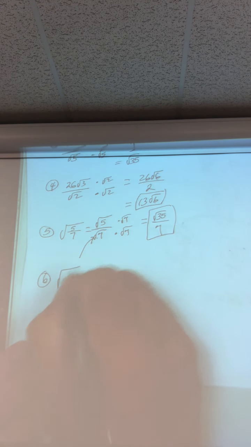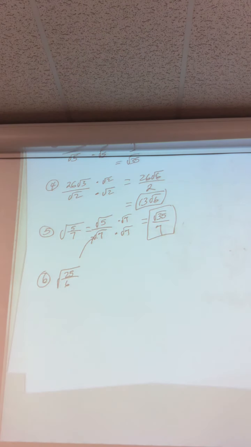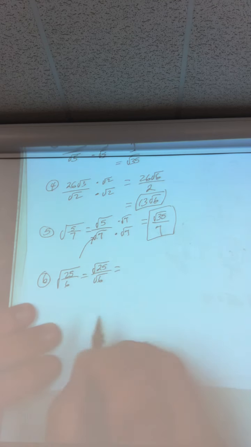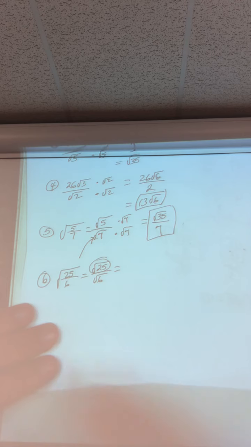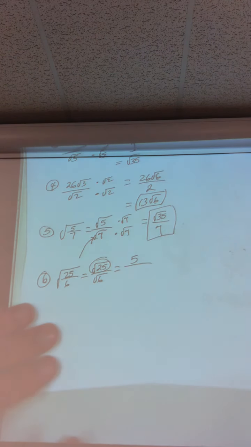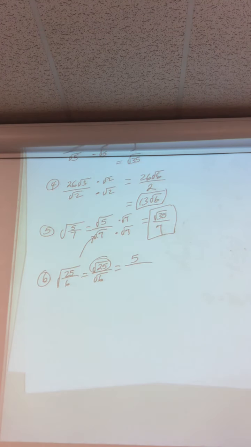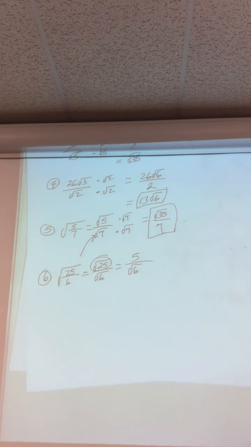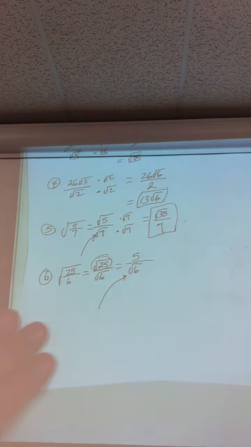Last example here. Square root of 25 over 6. First thing I'm going to do is break this up into 2 parts. Now, since the top is perfect, what is the square root of 25? It's just 5. So I'm certainly going to go ahead and do that because that's easy to do. Now, you still can't get the square root of 6. No, it won't reduce. But I can't leave that square root in the bottom either.